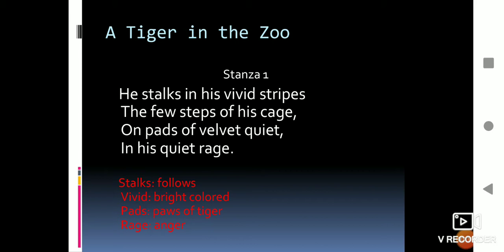So the few steps of his cage, on pads of velvet quiet. Now the word quiet is telling about what? That when he's moving, one cannot hear his footsteps. Why? Because of his velvety pads, his paws which are soft like velvet. Because of his soft velvety pads, no sound is made by his footsteps. So that is why the word quiet means there is no sound of his walking.